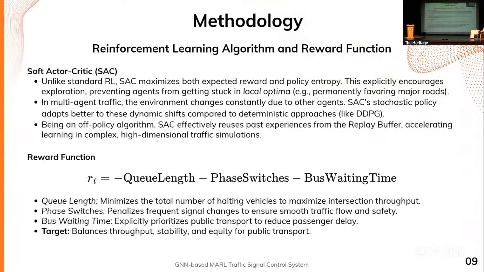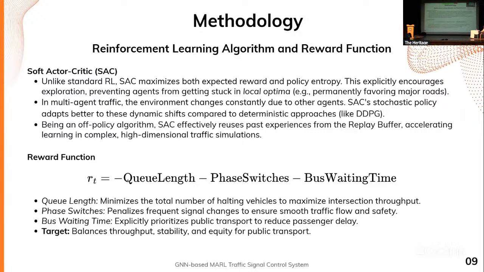To teach our agent, we choose an algorithm called soft actor-critic. We choose this for three reasons. First, it encourages the agent to explore. We do not want them to get stuck doing the same thing forever, like always keeping the main road green. Second, it handles random change very well, which is important because traffic is always changing. And third, it learns very fast because it can remember and reuse past experience.